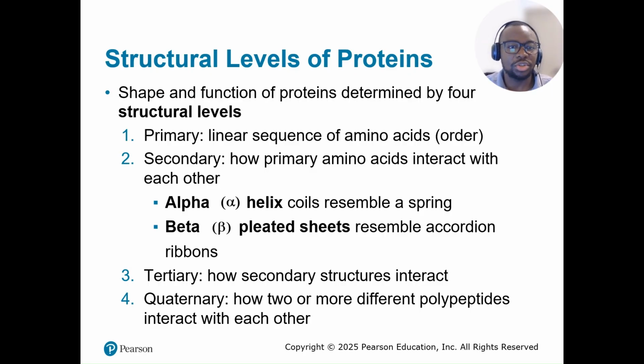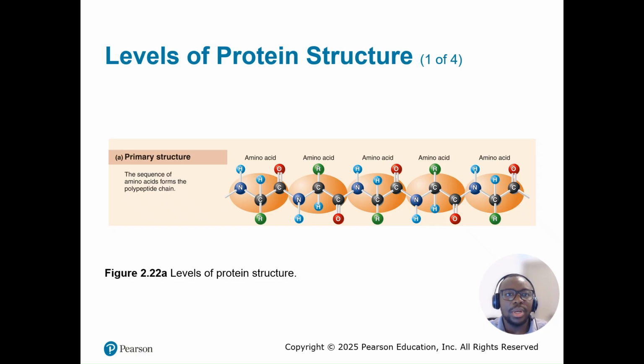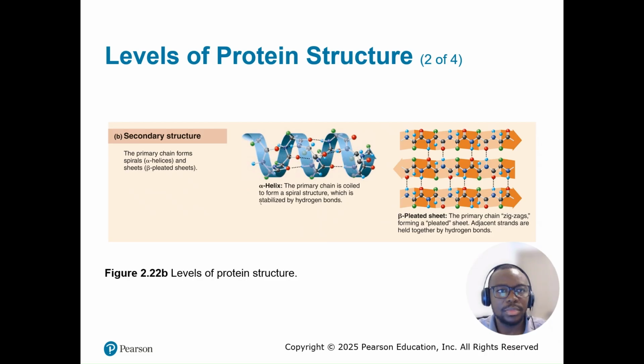Next, let's review the structural levels of proteins. The shape and function of proteins is determined by four structural levels: primary, secondary, tertiary, and quaternary. We'll review each of them over the next couple of slides. This figure illustrates the primary structure of a protein. In the primary structure of a protein, the sequence of amino acids forms a linear polypeptide chain that serves as the backbone of the protein structure.